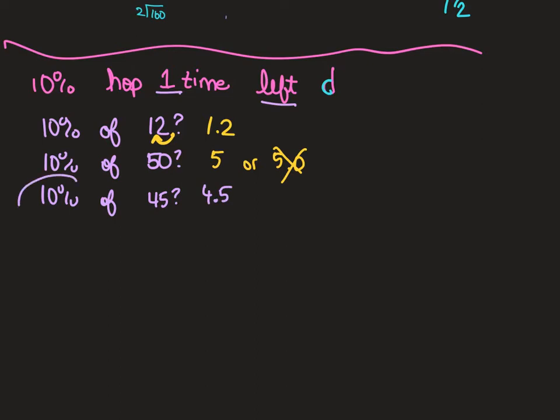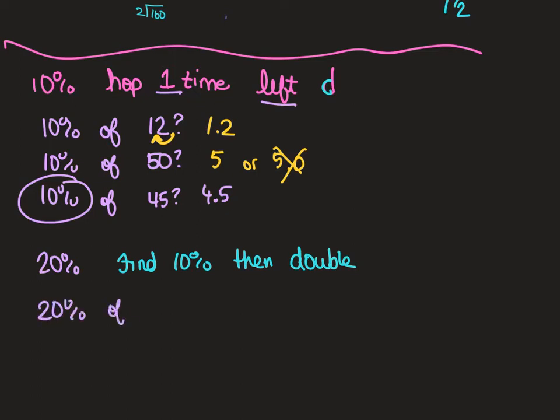Okay, if you can figure out 10%, the next one that's kind of easy is 20%. All you're going to do is find 10% and then times it by 2 or double it. So our procedure is going to be find 10% first, then double. So let's find 20% of 30. Well, 10%, remember, is one hop to the left. That would be 3. Doubled is 6.